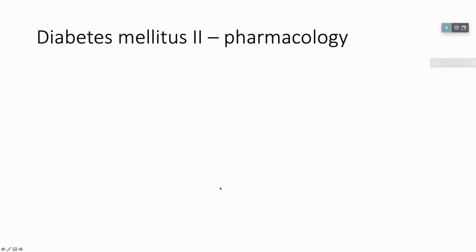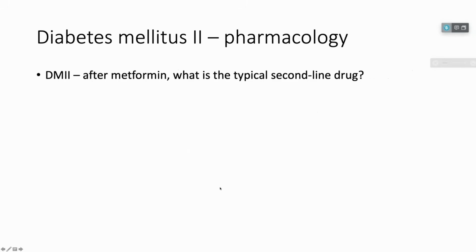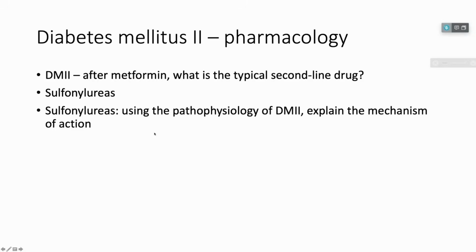Great. Mashoud, after metformin, what's the typical second line drug? It'll be sulfonylureas. Yeah, sulfonylureas. Perfect. So Natalie, using the pathophysiology of diabetes type 2, can you explain the mechanism of action and how this would fit in? So sulfonylureas, I believe they inhibit the potassium channel, allowing for more calcium to come in and then insulin to go out. Is that correct? Boom. Yeah. Well, walk me through. So how would that work?